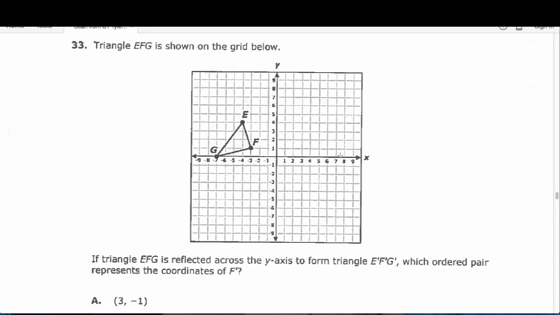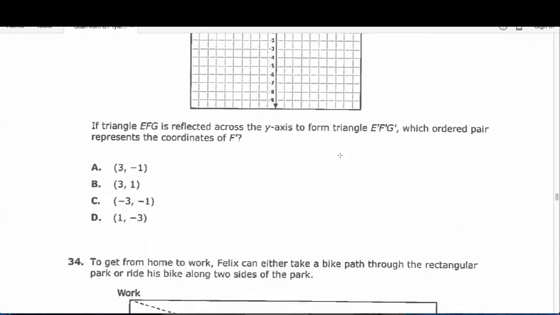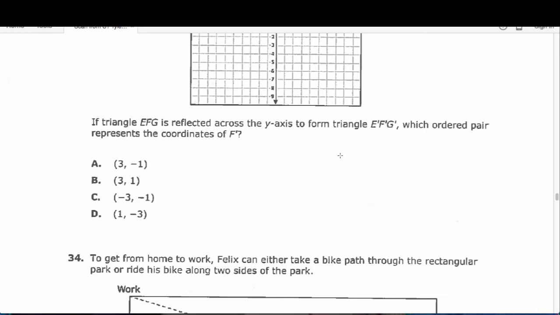Question 33. The triangle EFG is shown on the grid below. If triangle EFG is reflected across the y-axis to form triangle E'F'G', which ordered pair represents the coordinates of F'? A. 3, -1. B. 3, 1. C. -3, -1. D. 1, -3.